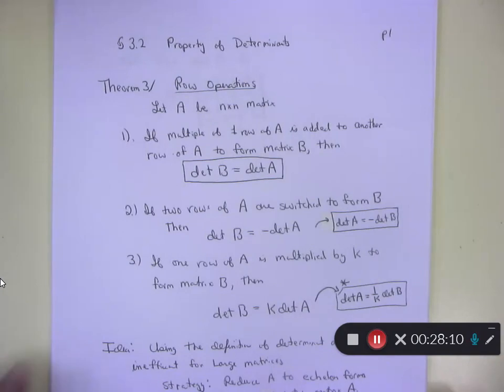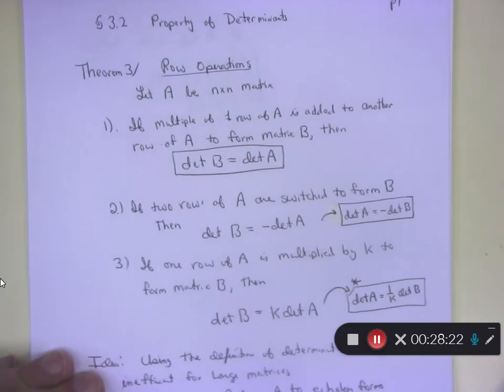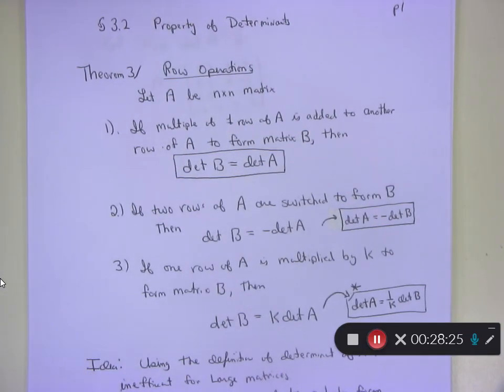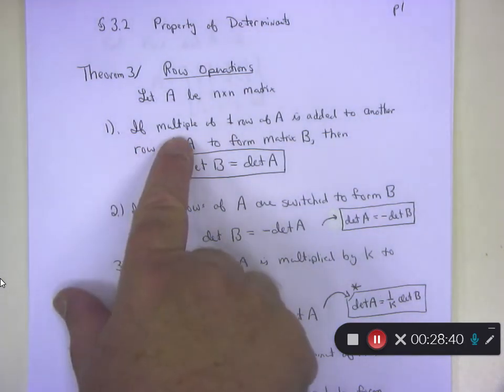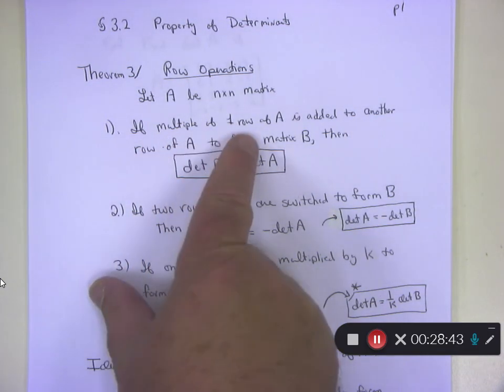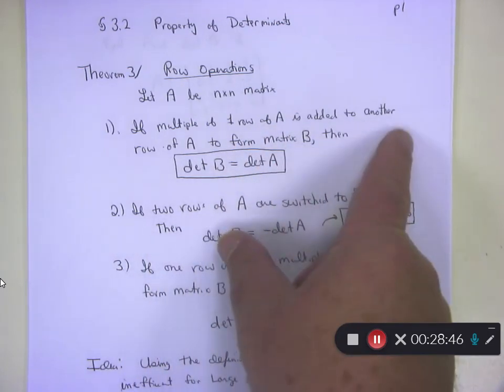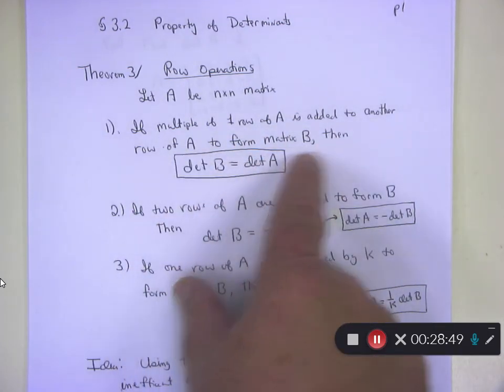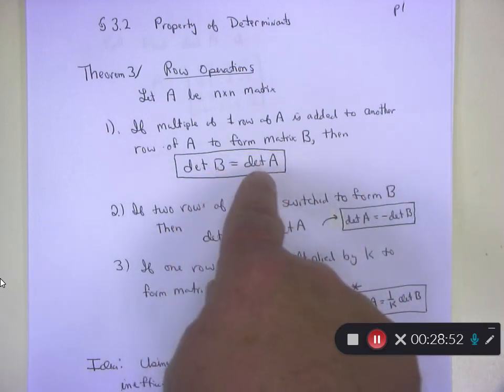Section 3.2, the properties of determinants, if you will. Okay? All right. So you get a feel for where we're going with this by the big theorem, Theorem 3 out of your textbook here. It says, the properties of determinants, row operations. Let A be an n by n square matrix. Number 1, if a multiple of one row of A is added to another row of A to perform matrix B, then the determinant of B is equal to the determinant of A.